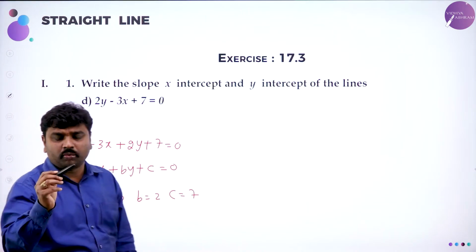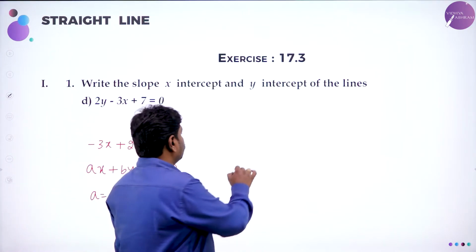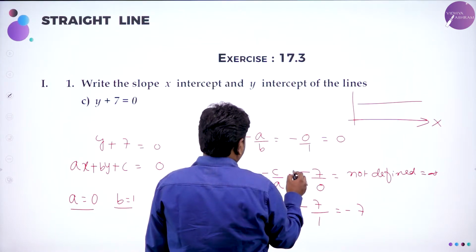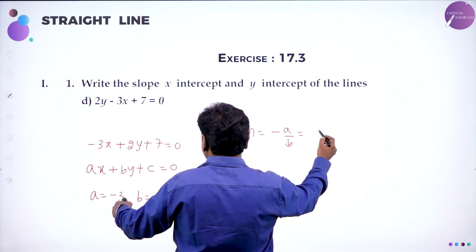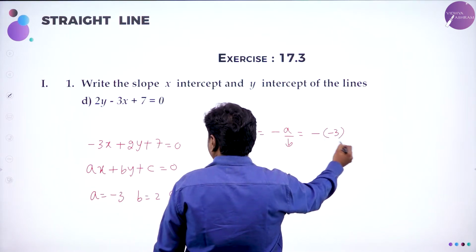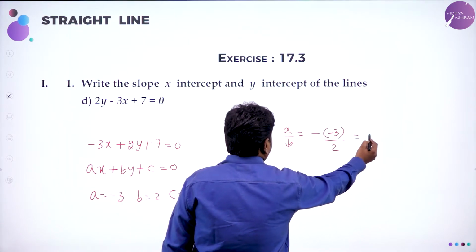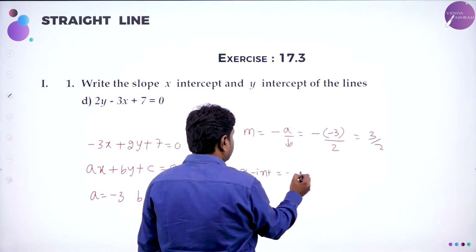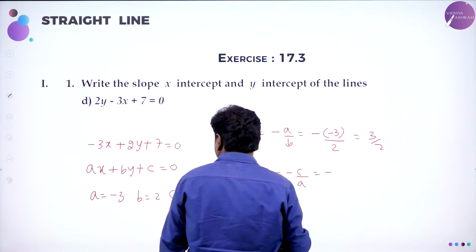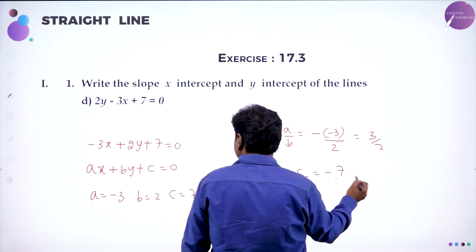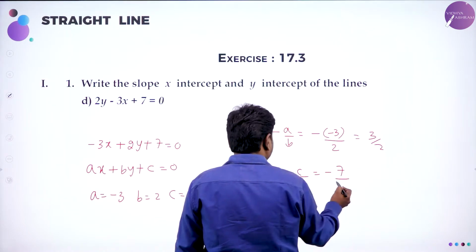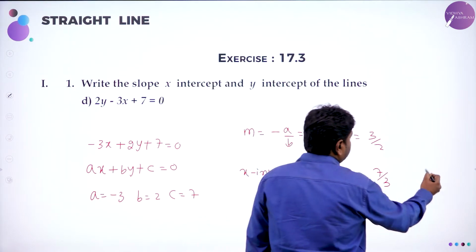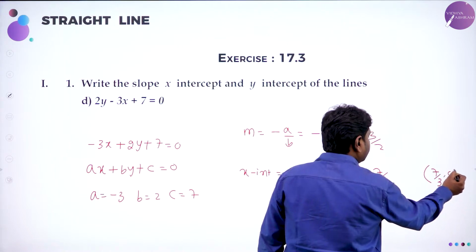Now find the slope, x-intercept and y-intercept. So slope, what is slope? m is minus a by b. Minus a is minus of minus 3 divided by 2, so 3 by 2. And x-intercept means the point on the x-axis, minus c by a. Minus c, c is what? Minus 7 divided by a. What is a? Minus 3. So it will become 7 by 3. So the x-intercept you can write in the form of the point (7 by 3, 0).